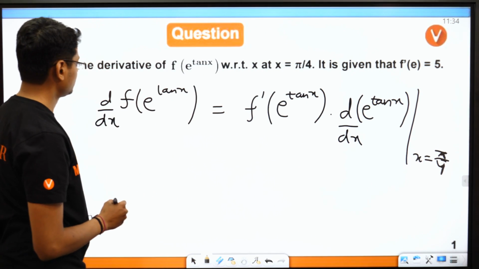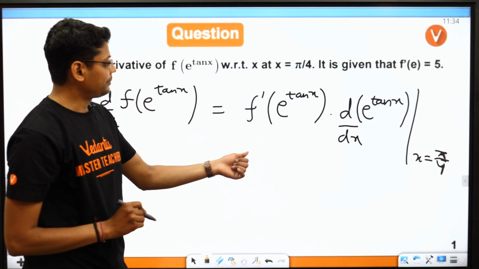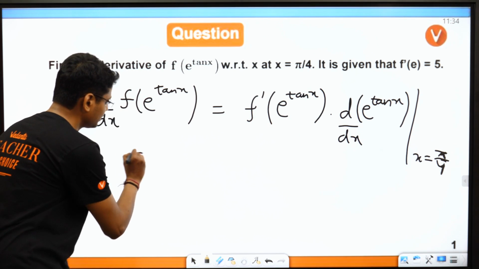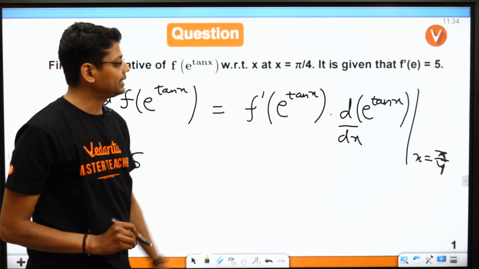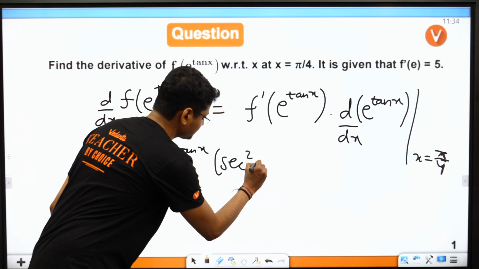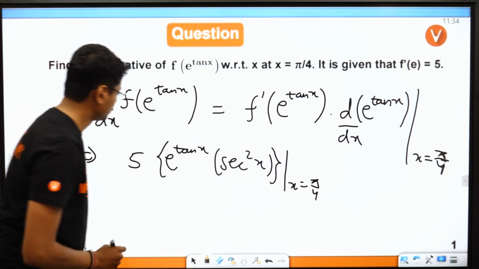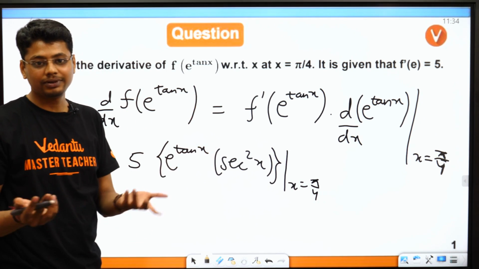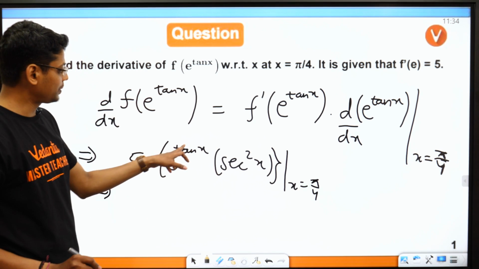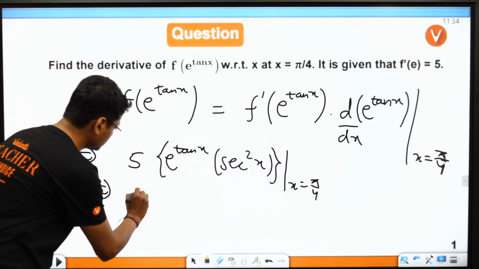All right. So what is it? When I put x equal to pi by 4, this becomes f prime e, which is 5, and d by dx of e to the power 10x is basically e to the power 10x sec square x, to be evaluated at x equal to pi by 4. So this is a typical question where students generally make mistakes. So this is e to the power 1, it becomes e, and this is sec square pi by 4, which would be 2.